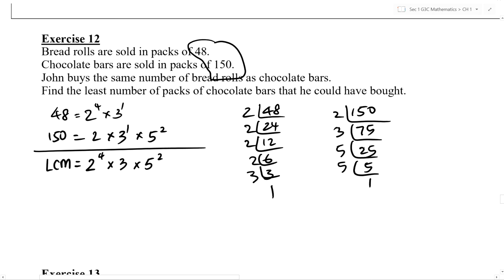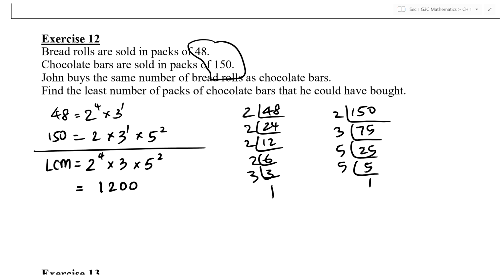This is my LCM. And I can calculate it out to become 1,200. In other words, he bought exactly 1,200 bread rolls. He bought exactly 1,200 chocolate bars. Is the question answered already? Is 1,200 the correct answer? No. At this point in time, you haven't found the correct answer yet.